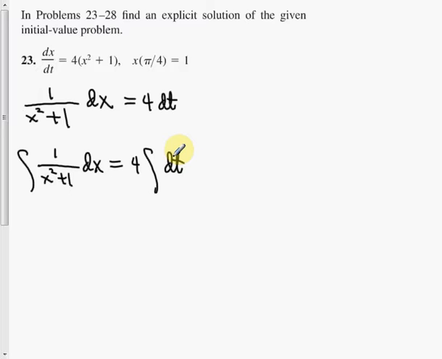Now, in calculus, we beat you up long enough to know that when you see the integral of 1 over 1 plus x squared dx, that's going to automatically be tan inverse of x, right? Were you beat up enough with those trig forms?